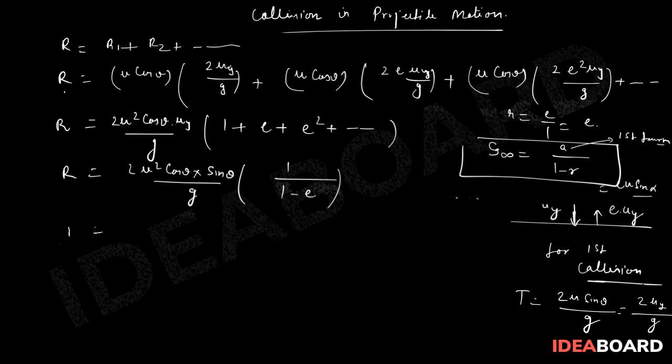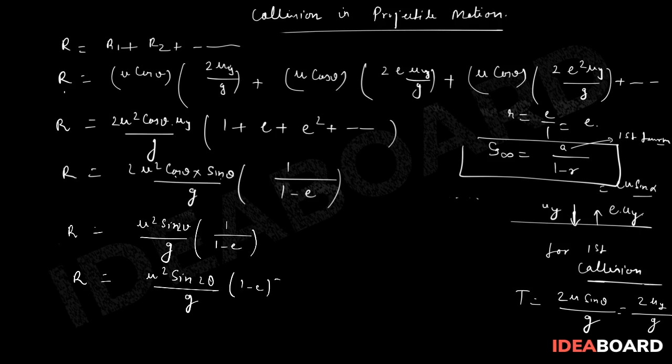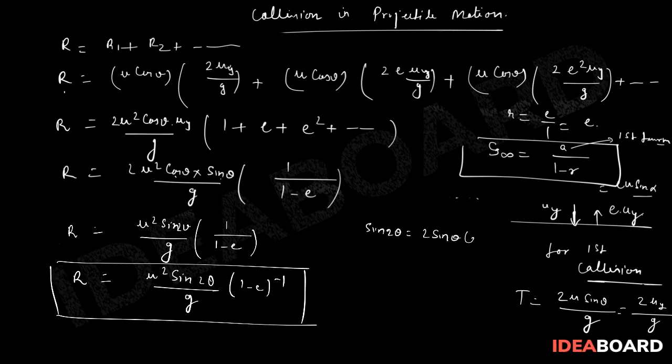right? So r will be, this is sin theta cos theta into 2, so this will be u square sin 2 theta by g, times 1 upon 1 minus e. Correct? So r can be written as u square sin 2 theta by g into (1 minus e) to the power minus 1. This is going to be the final horizontal distance, right? And the formula sin 2 theta equals 2 sin theta cos theta is what I utilized. So I would suggest not to remember the formula but to remember the process, which is more important here. Fine?